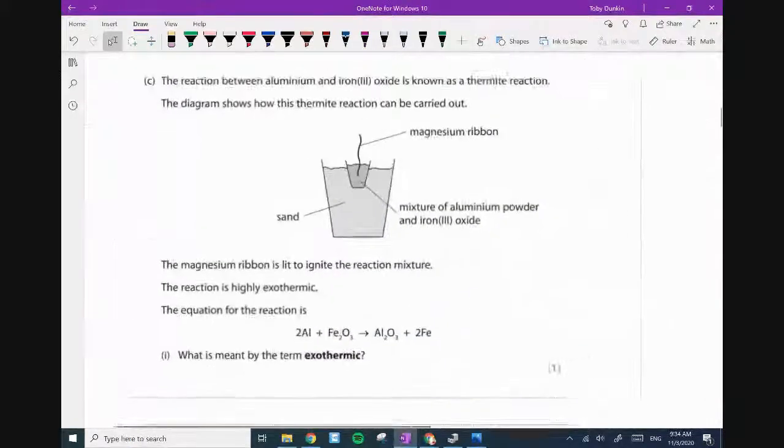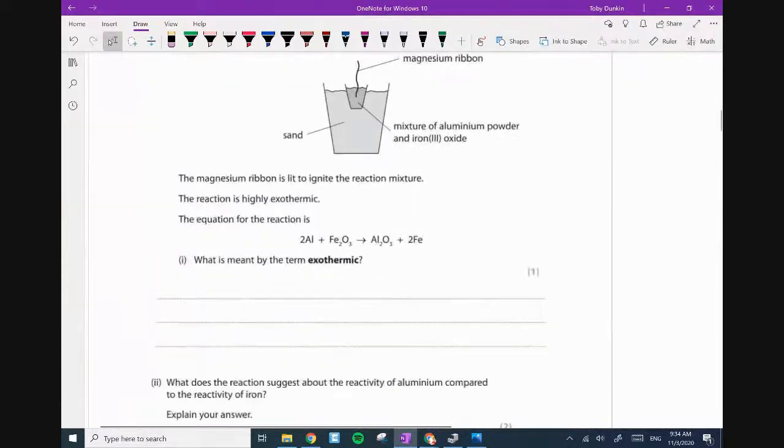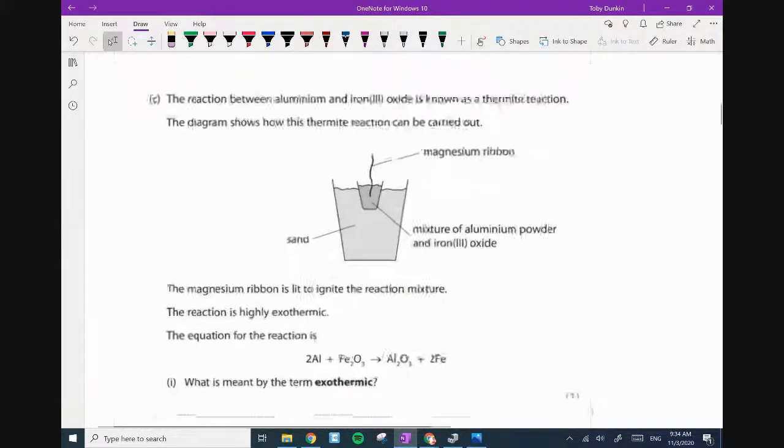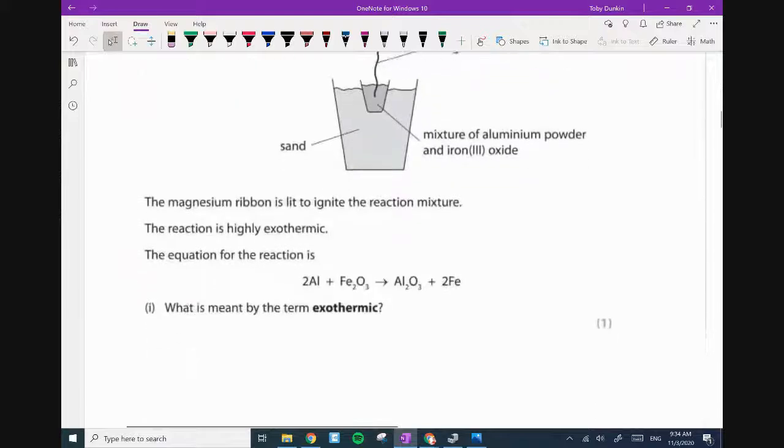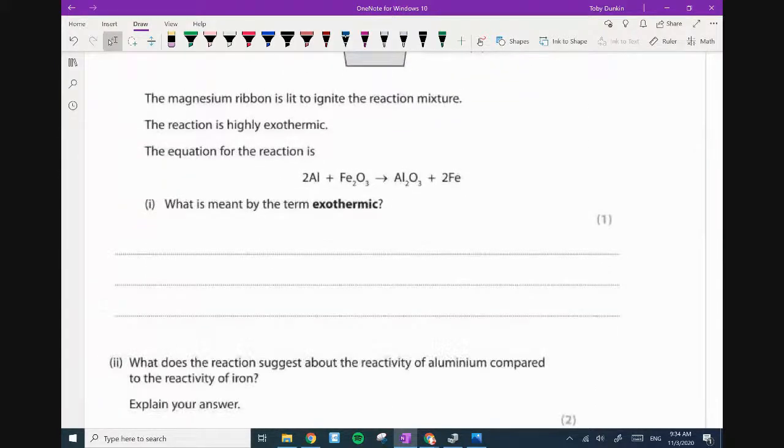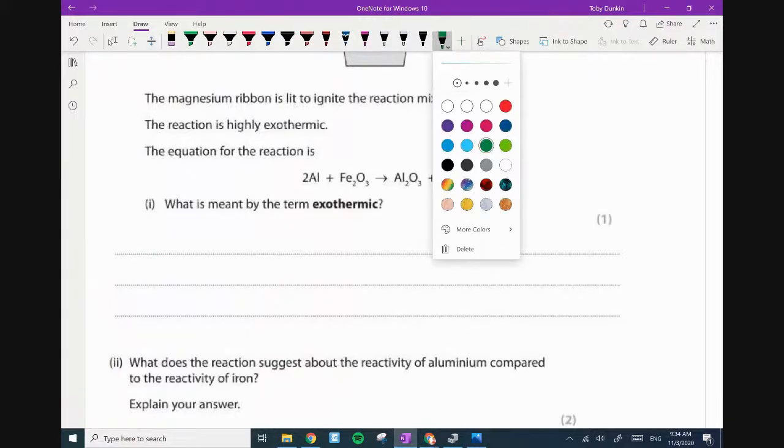Moving on. By the way, you can see I've given you the years of each of these papers as well. Okay, next one is thermite. Gotta love thermite. So we've got what is meant by the term exothermic. 1 mark. Change back to red.